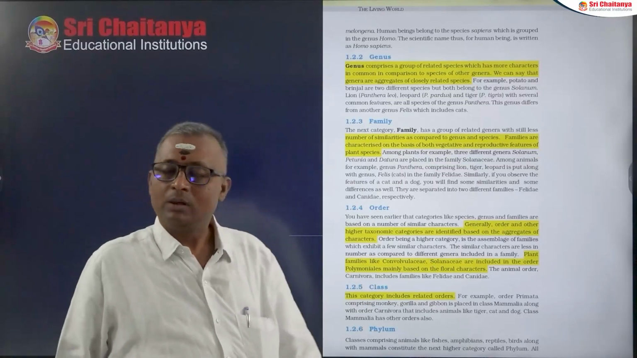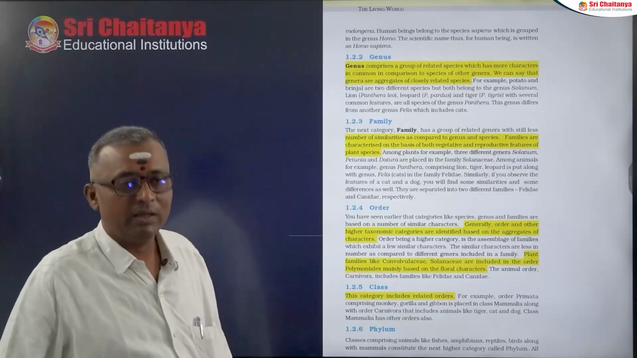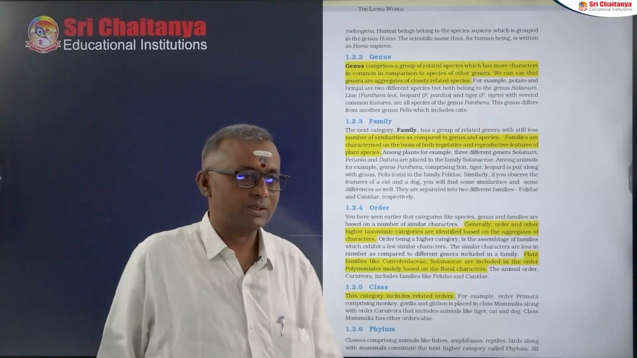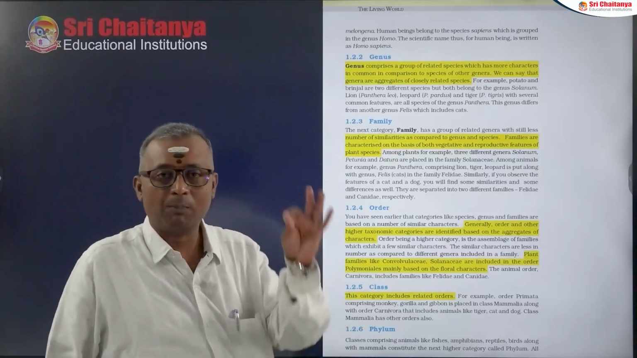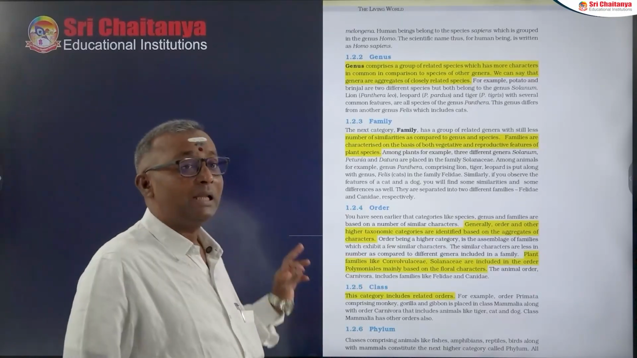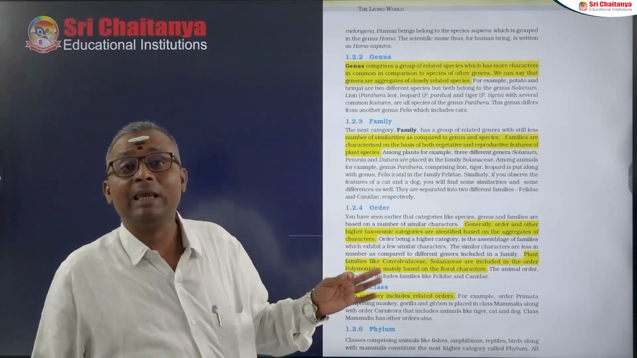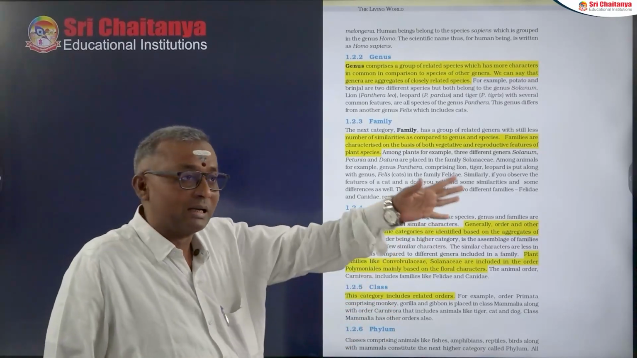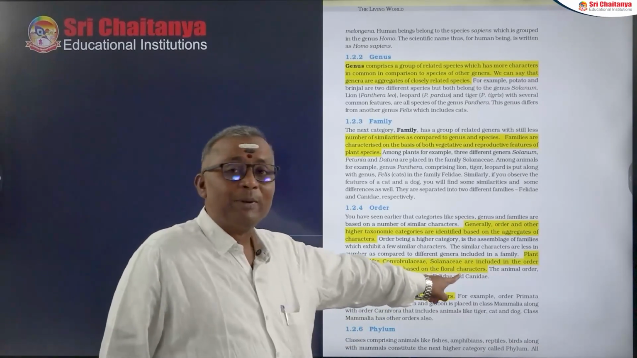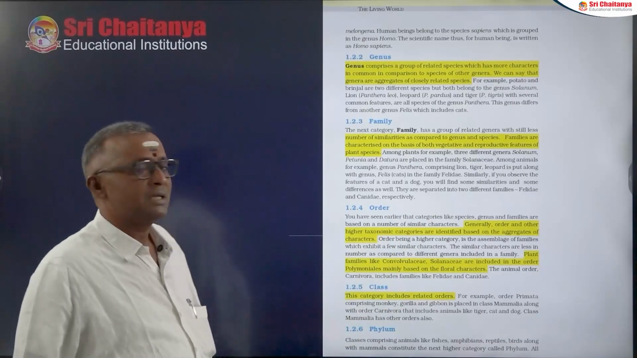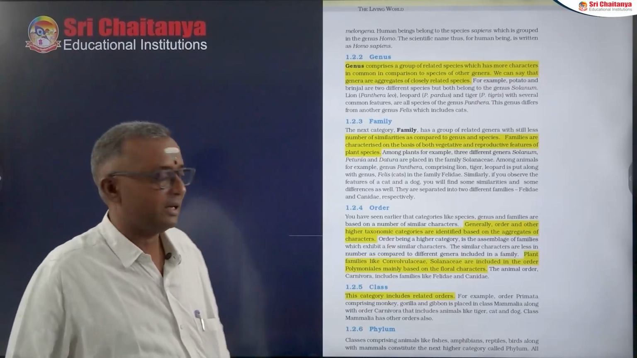And here in the NCERT book, they gave two important families. One is Convolvulaceae and the other one is Solanaceae. These two families belong to the order Polymoniales, and they are included under the order Polymoniales mainly based on floral characters. Not only, remember here, mainly based on floral characters. Similarly, the animal order Carnivora includes Felidae and Canidae.